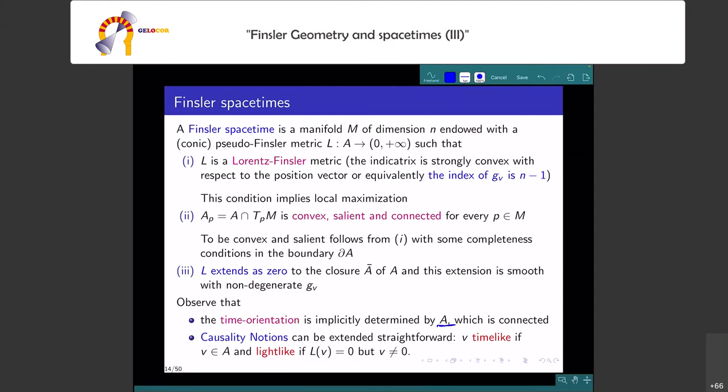Okay, it's connected, and the notions of causality are easy to define, because a vector V is time-like if it is in this interior domain A, and it is light-like if L on V is zero. In A, L is always positive, and on the boundary it is zero. So we have the notion of time-like and light-like vectors, and this matches very well with cone structures. Okay. So there are many definitions.